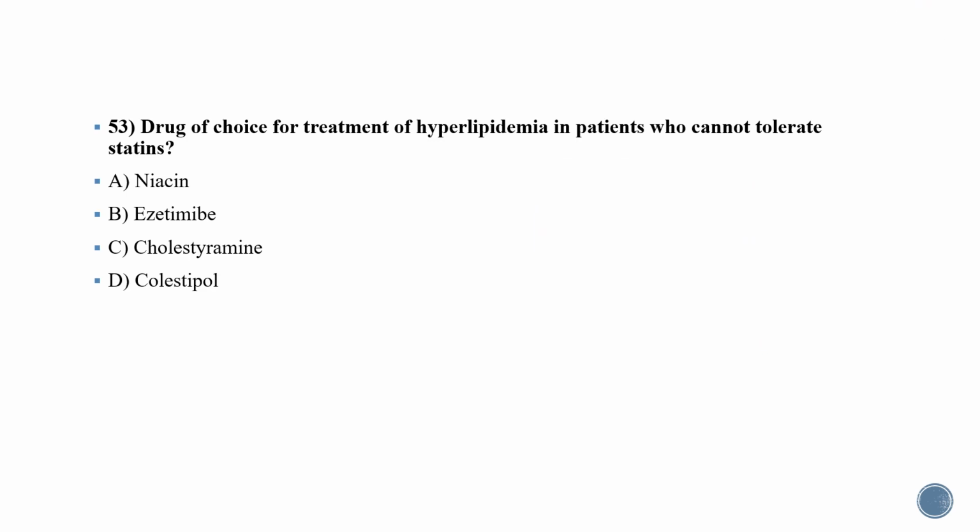Question number 53. Drug of choice for treatment of hyperlipidemia in patients who cannot tolerate statins. The options are niacin, ezetimibe, cholestyramine and colestipol. Normally, the drugs used for the treatment of hyperlipidemia are HMG coenzyme A reductase inhibitors, also known as statins. Examples include atorvastatin, rosuvastatin, simvastatin, lovastatin, pitavastatin, etc. Then niacin, fibrates, which include gemfibrozil, clofibrate, fenofibrate, then bile acid sequestrants such as colesevelam and cholestyramine, and cholesterol absorption inhibitor. The example includes ezetimibe.